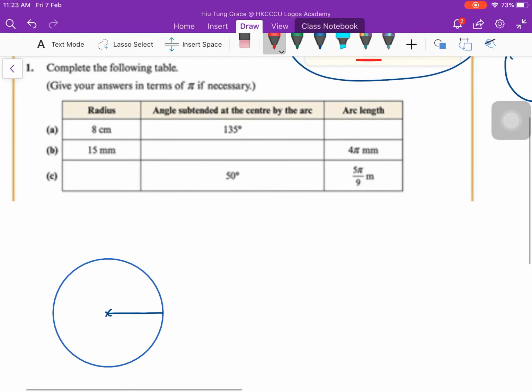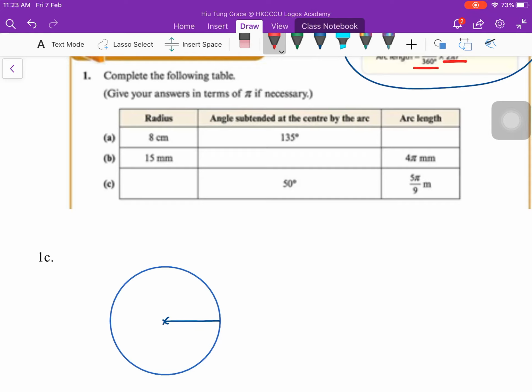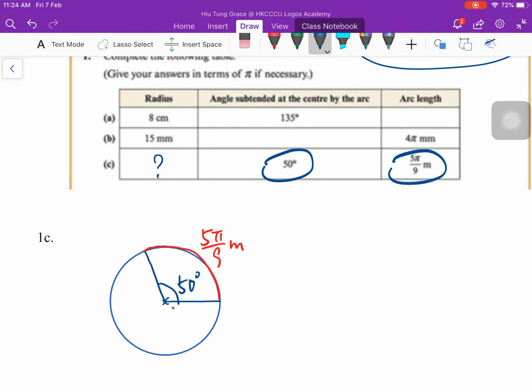First we will talk about 1C. You are given a circle where you don't know the radius, but you know that the arc length of the sector is 5 pi over 9 meter, and the angle subtended at the center by the arc is 50 degrees. That is, the angle here is 50 degrees, and the length of this curve, the arc length, is 5 pi over 9 meter. Then what is the radius?